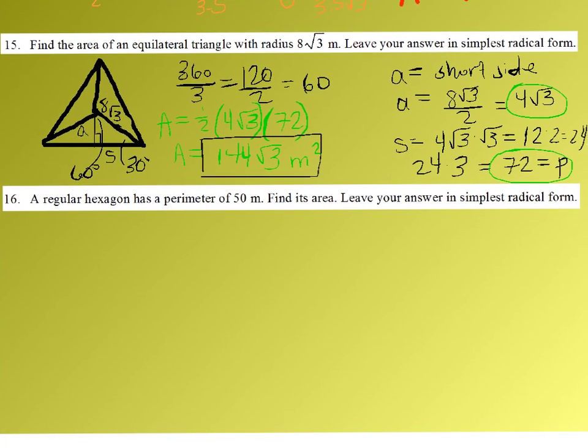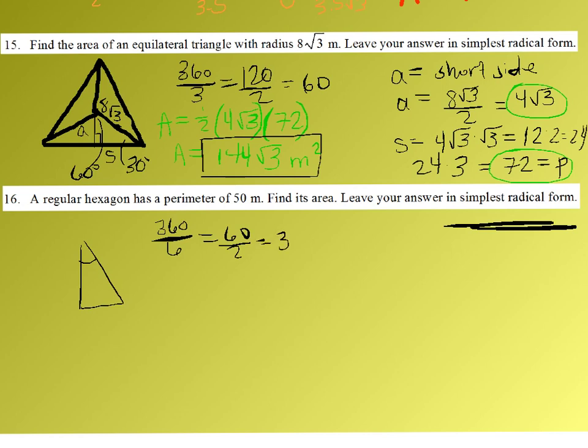Alright, number 16. It says a regular hexagon has a perimeter of 50 meters. Find its area. Leave your answer in simplest radical form. So again, we want this simplest radical form. So I'm going to draw my triangle that we get out of our hexagon shape. And we know that this angle right here is half of our central angle. So we'll say 360 divided by 6 since it's a hexagon, and we get 60, and then half of 60 is 30. So I know right here this is 30. So again, we have a 30, 60, 90 triangle.